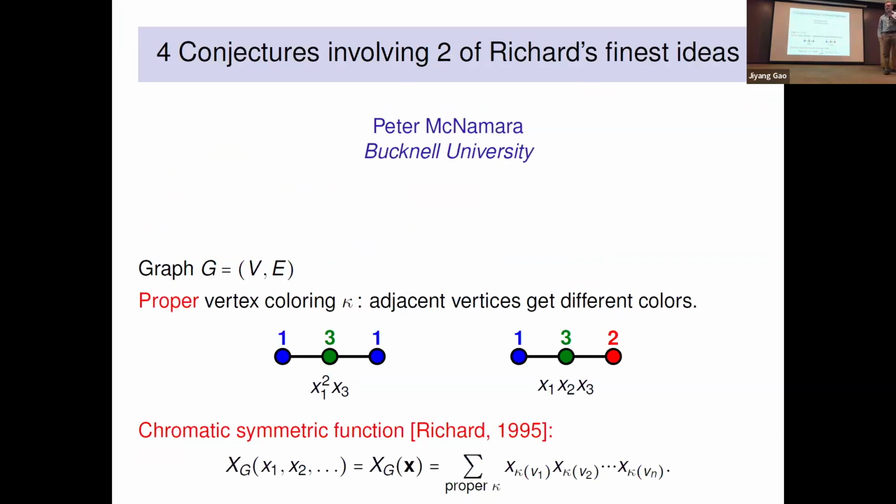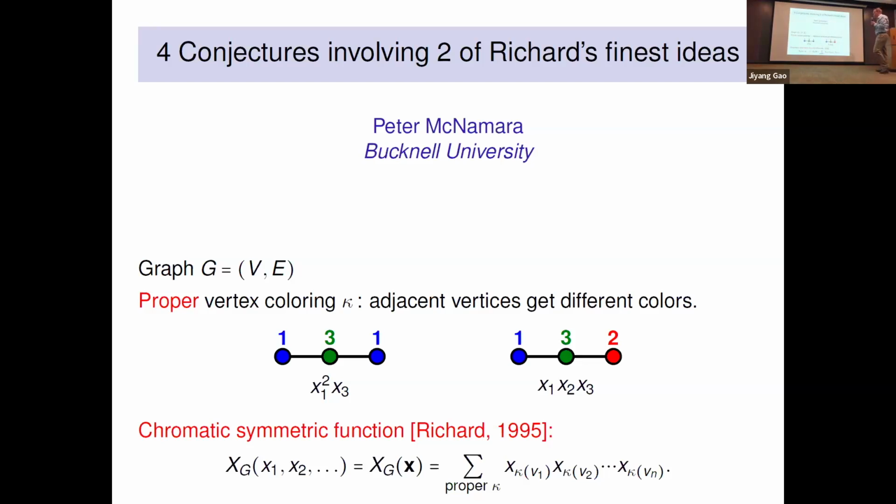The first of these finest ideas is the chromatic symmetric function. So we start off with a graph, and then a proper coloring is an assignment of colors to the vertices so that adjacent vertices get different colors. You can see 2 examples here. Typically, we will use numbers instead of colors to designate the colors.